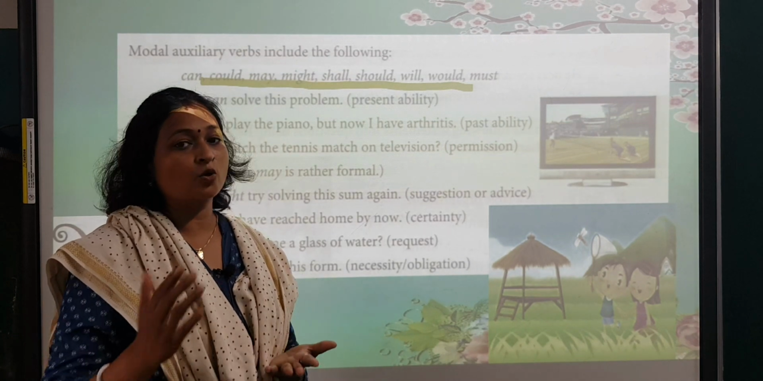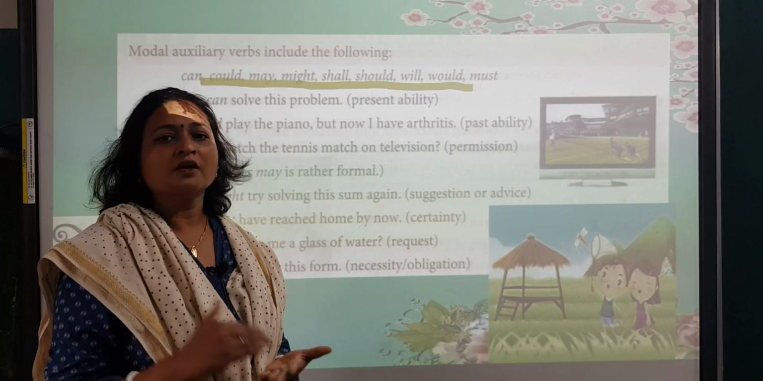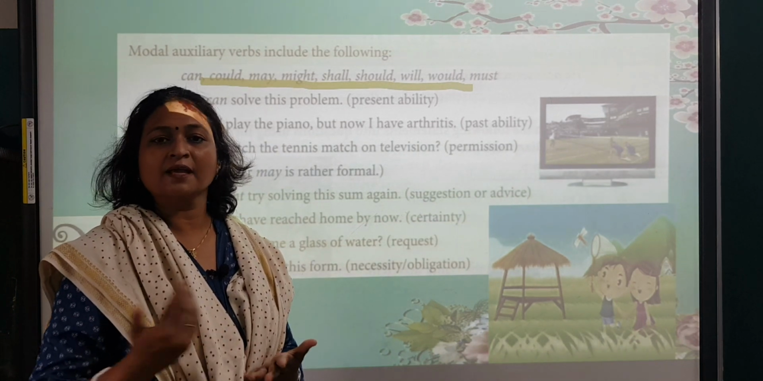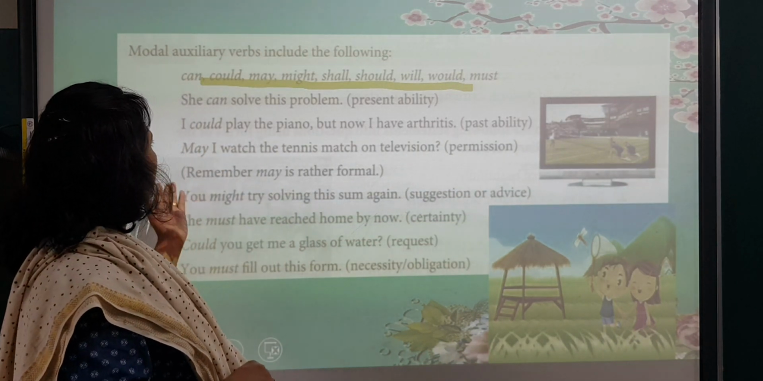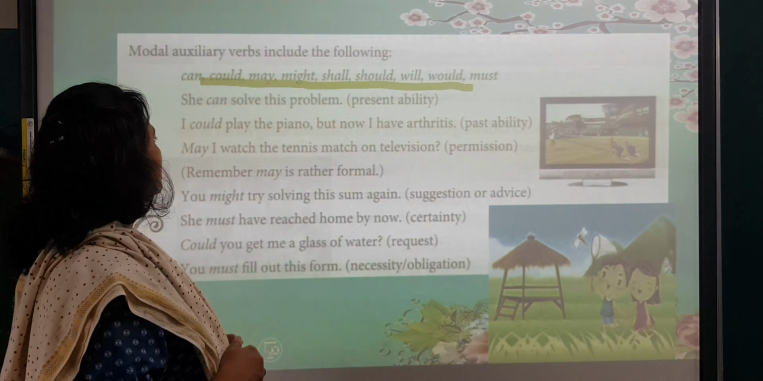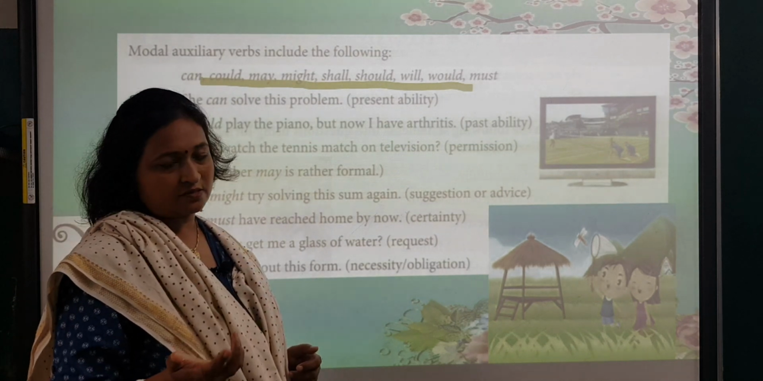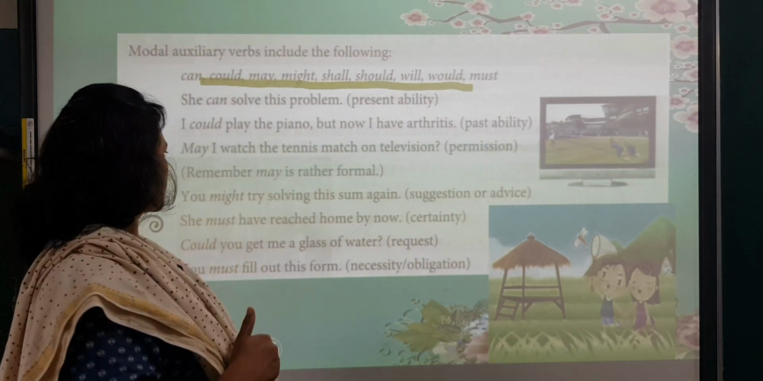Okay, can, past tense will be could. Shall, past tense will be should. Will, would. May, might. She can solve this problem. Now this shows ability. I could play the piano but now I have arthritis. So it is about the past.